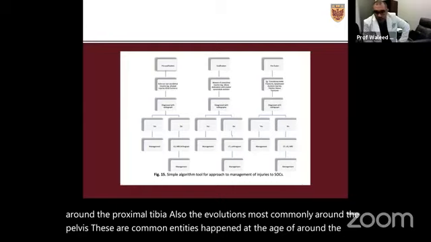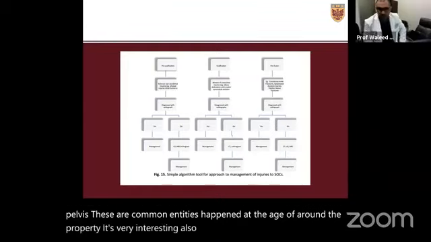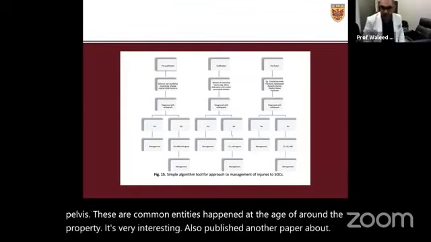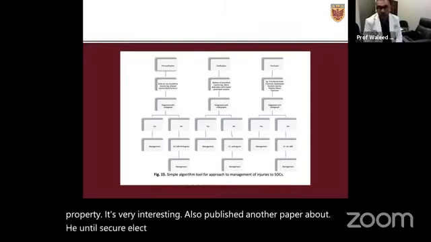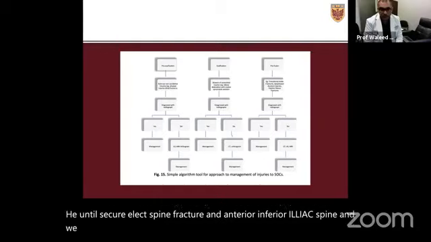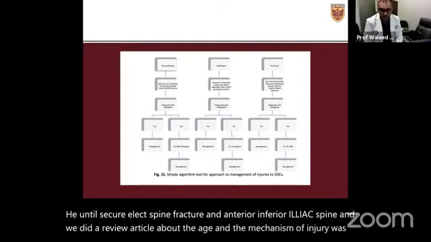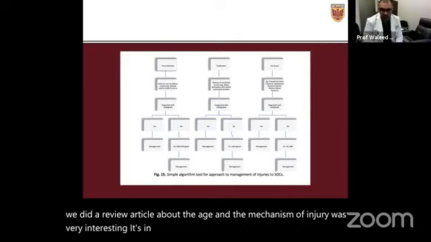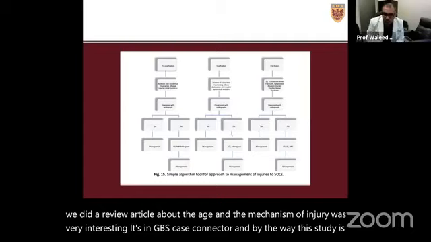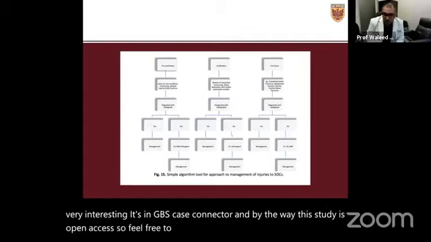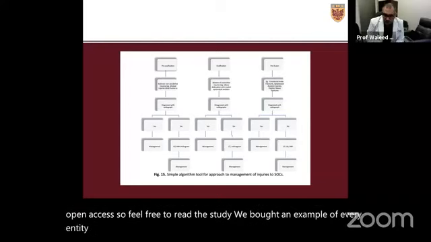It's very interesting. We also published another paper about anterior superior iliac spine fracture and anterior inferior iliac spine fracture, and we did a review article about the age and the mechanism of injury. It's in JBJS Case Connector. By the way, this study is open access, so feel free to read it. We put an example of every entity based on the ossification center.